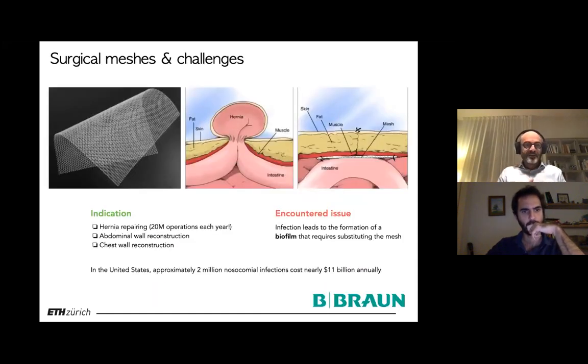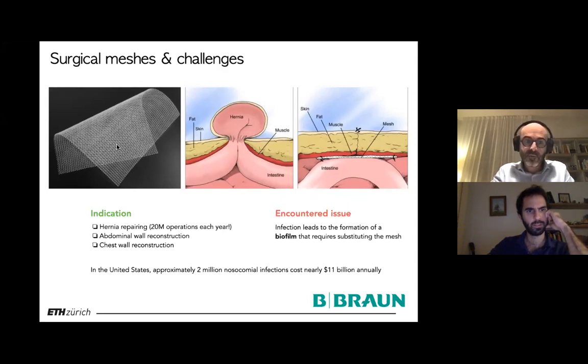The very last thing I would like to mention is using this heating with nanoparticles for a very concrete application. This is a collaboration we had with the company B. Braun. B. Braun is a company that is expert in surgical parts, and one of their star products is this polymer mesh. This polymer mesh is used for hernia repair, so abdominal repair in general.